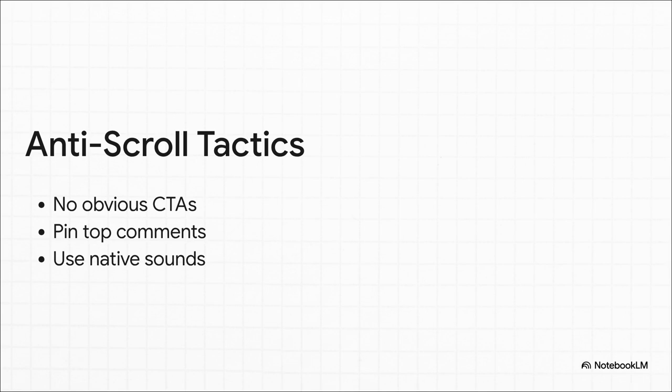Oh, and here's a totally amazing technical tip from the sources. Avoid external audio. Use the native trending sounds directly inside the app, but, and this is key, drop the volume way down to just 1 to 5%. It tricks the algorithm into grouping you with trending topics, but keeps your voiceover crystal clear.